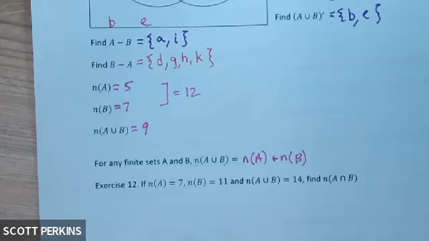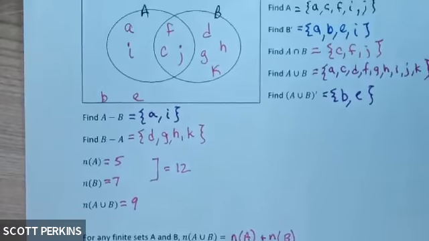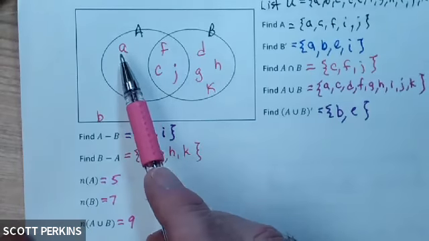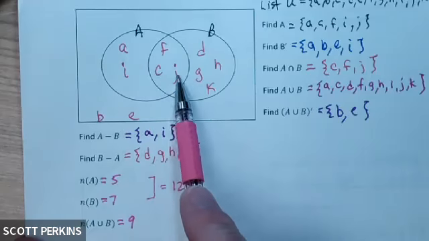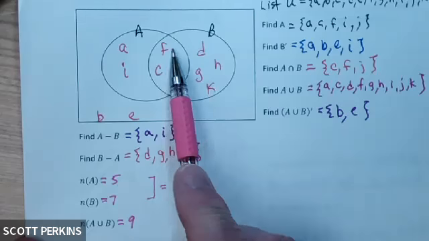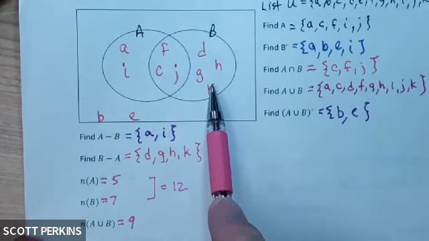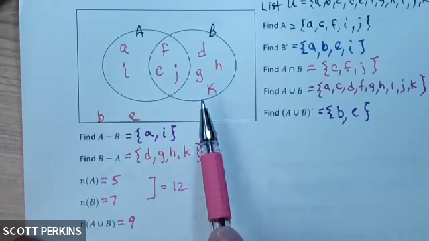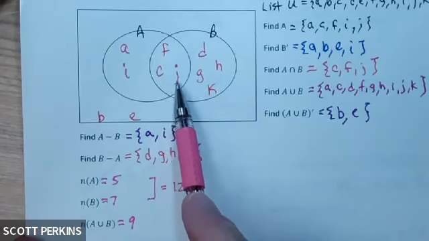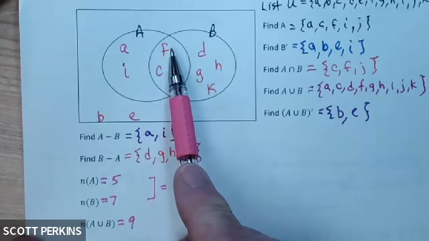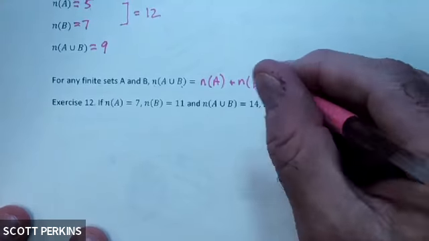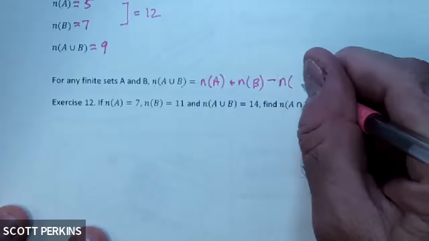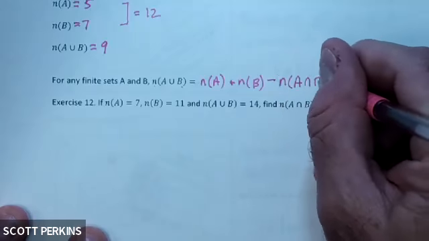But just as was mentioned, when I add everything in the circles, I'm just going to slide the page down and I'll finish that. When I count up the A's, I've got 1, 2, 3, 4, 5. When I count up the B's, I've got 1, 2, 3, 4, 5, 6, 7. But notice I counted these things twice. So to get an accurate representation, I need to subtract the number of elements in the intersection.